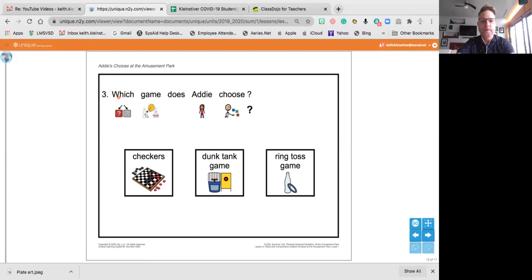Number 3. Which game does Addie choose? Does she choose checkers, dunk tank game, or the ring toss game? Okay, again, students can either read, point, or both. Dunk tank game.